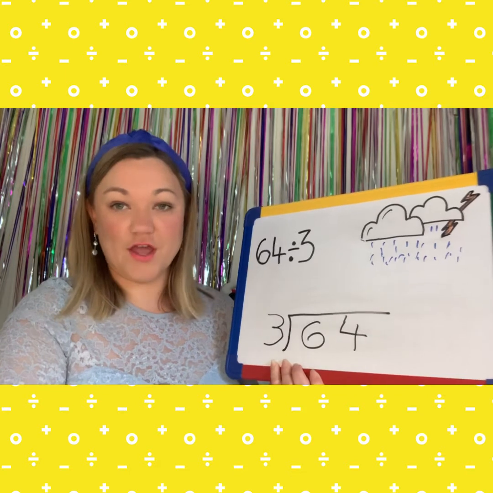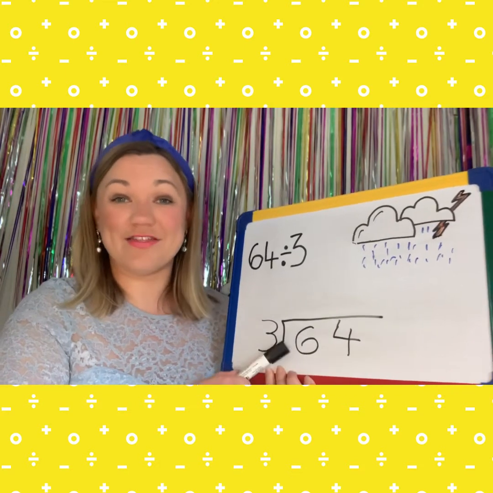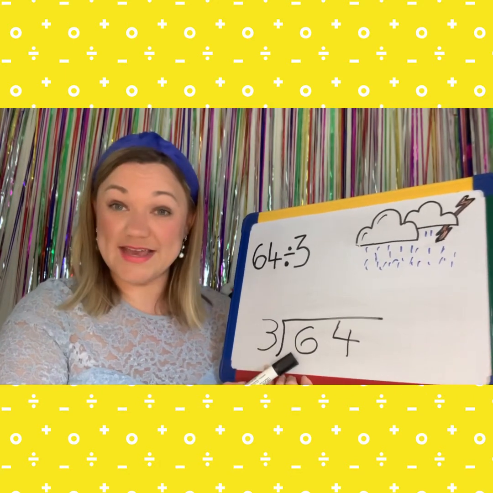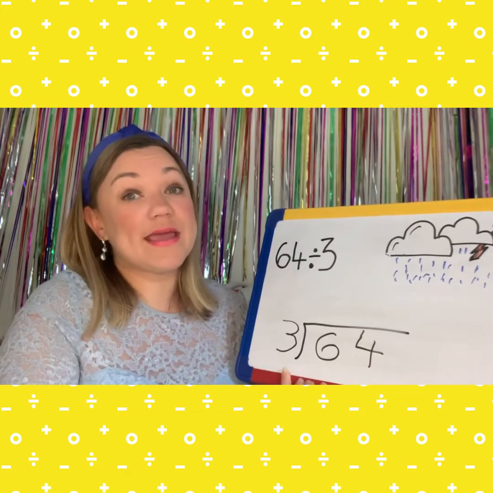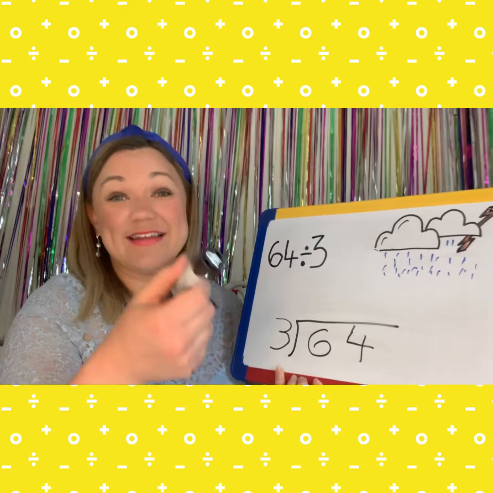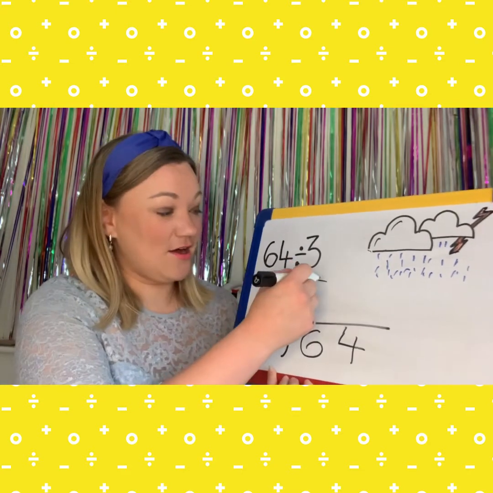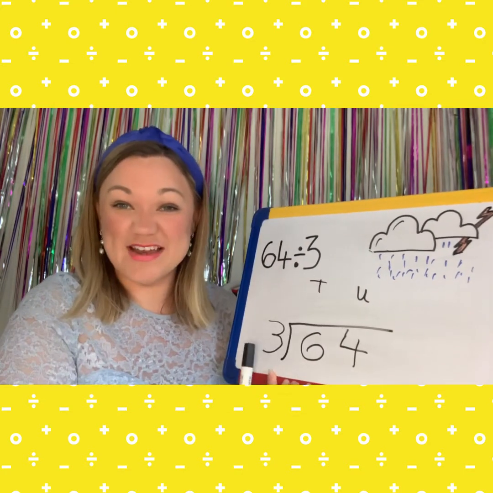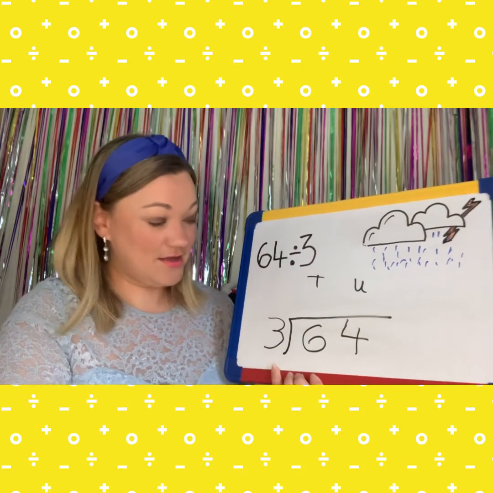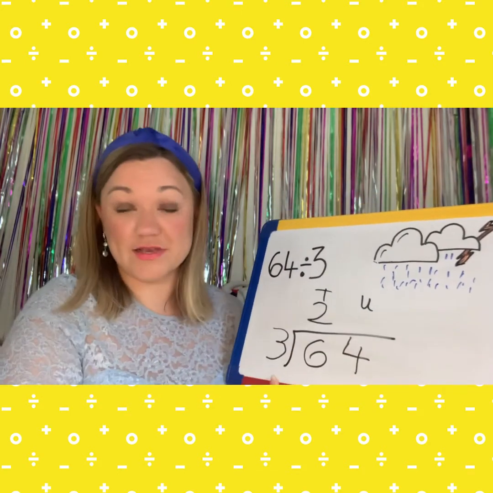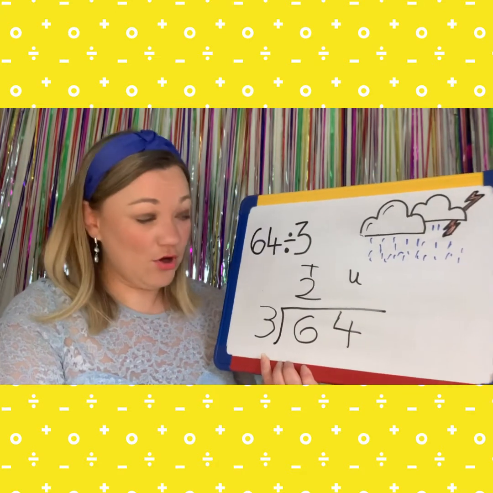I start off and I go, how many 3s are there in 6? Or what is 6 divided by 3? I'm saying 6, but really what does it mean? It means 60, because this is our tens column, okay? So how many 3s are in 6? The answer is 2. I know that because I know my 3 times table.